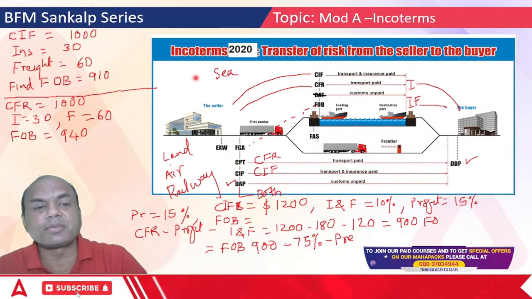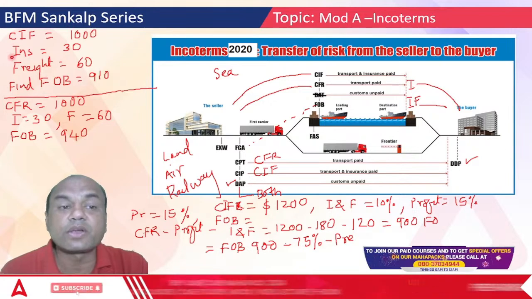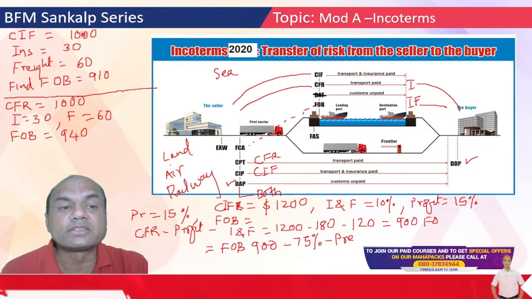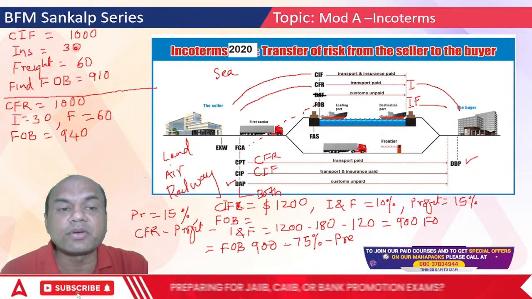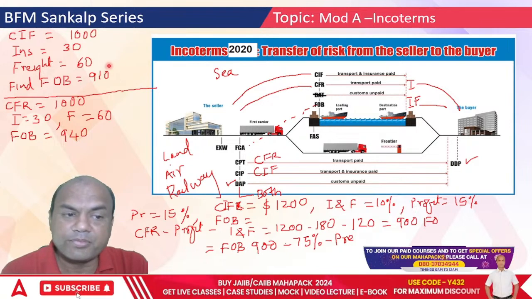See, this is the example I have given. Suppose I am having CIF of 1000, insurance is 30, freight is 60. Then my FOB will be what? 1000 minus 90, 910. Okay.